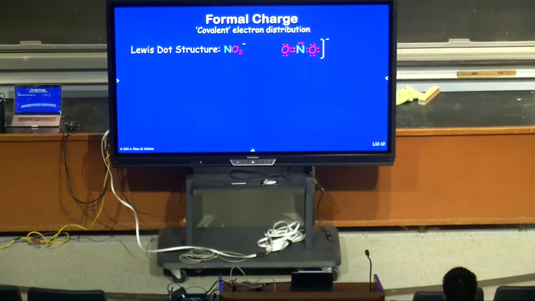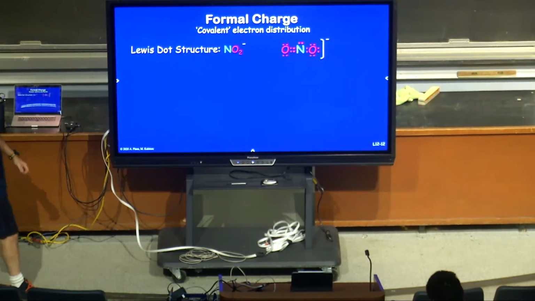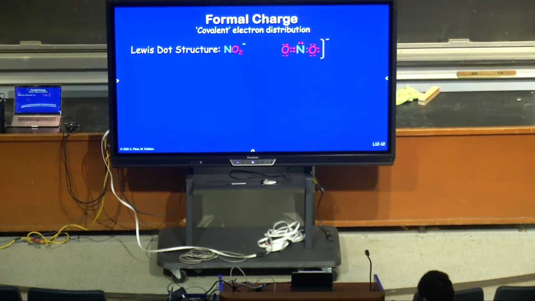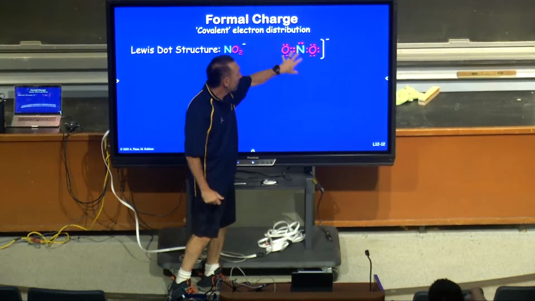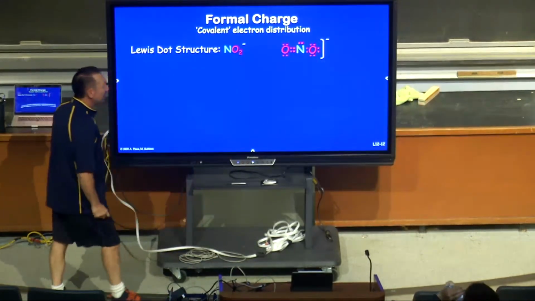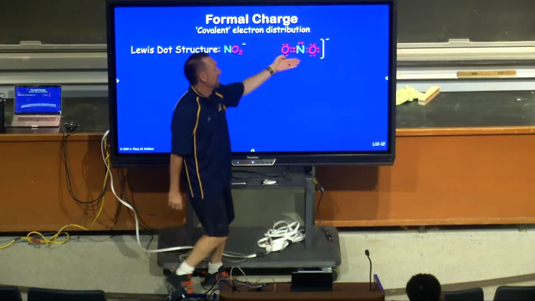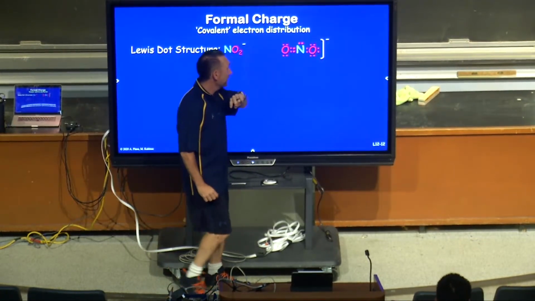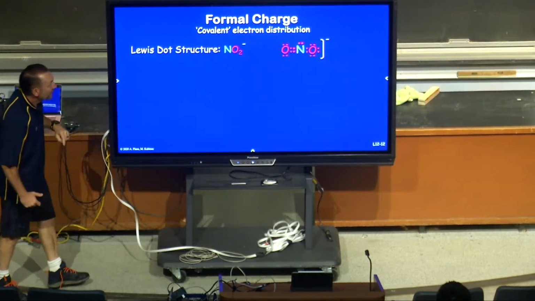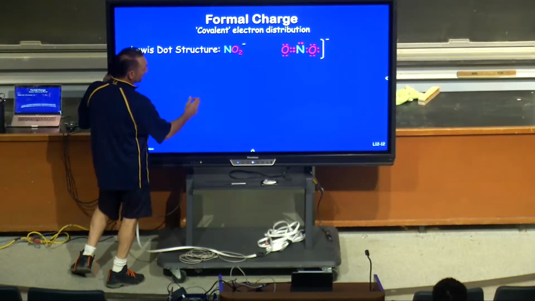Nitrogen having 5 electrons in its outer shell. Oxygen having 6 electrons in its outer shell, plus 1 for the charge, 12 electrons to spread around that molecule. And here's one way to do it. And obviously the double bond could be either there or there.